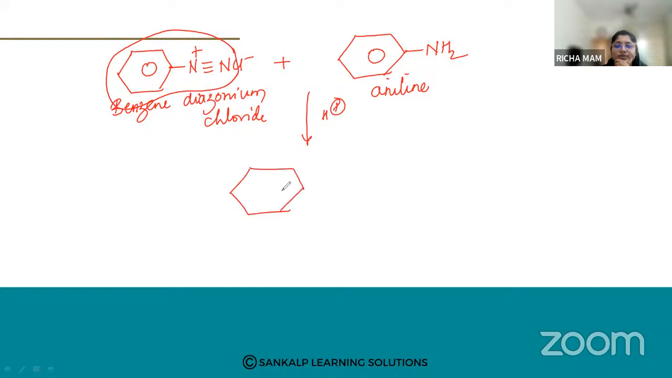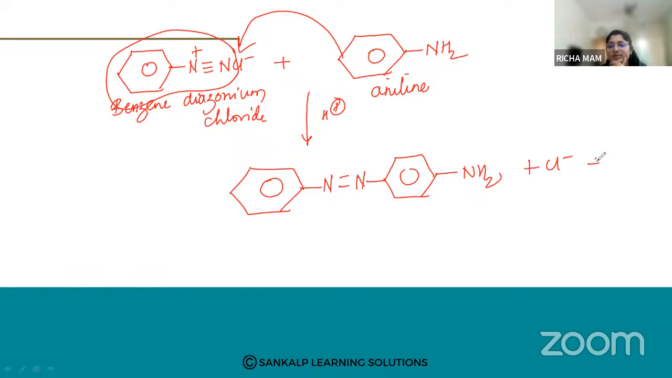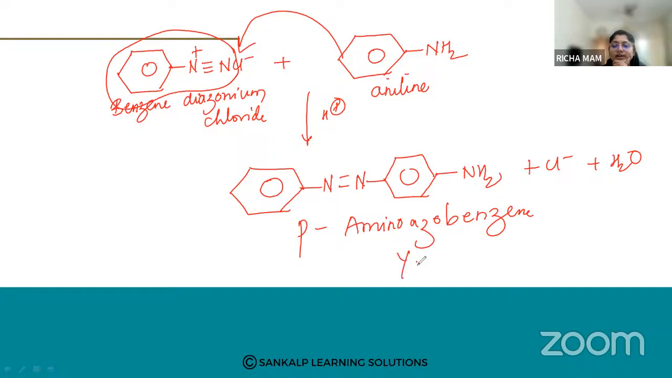So what am I going to get? Benzene ring N double bond N, and this group will attach here, and I'm going to get Cl minus plus H2O. So this is para-amino azobenzene, and this is a yellow color dye. And that was an orange color dye. So with phenol, you get an orange dye. With aniline, you get a yellow dye. So these are azo compounds.